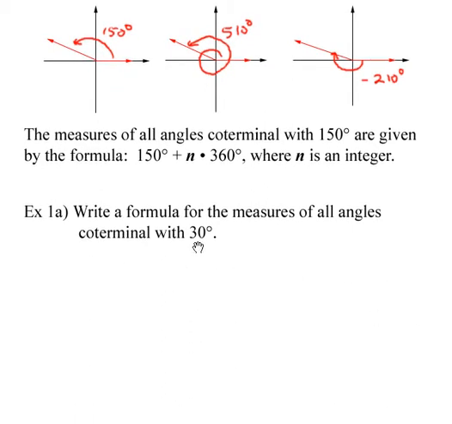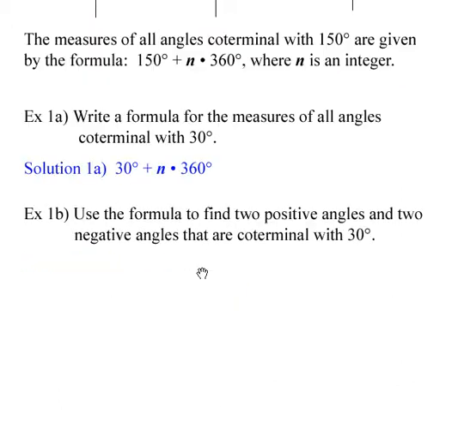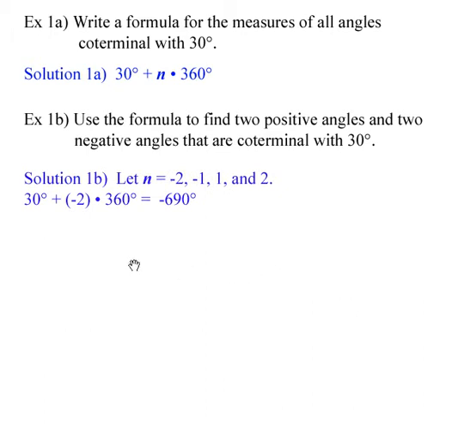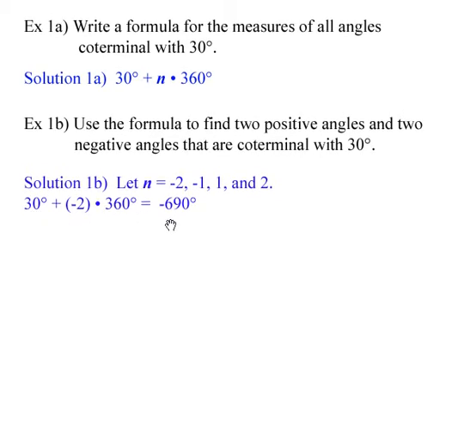So in this case, let's write some measures of some angles coterminal with 30 degrees. So we're going to take 30 plus n, an integer, times 360. And let's put in a couple of integers like -2, -1, +1, +2 for n. If we put in -2 times 360 is -720. -720 plus 30 is -690.